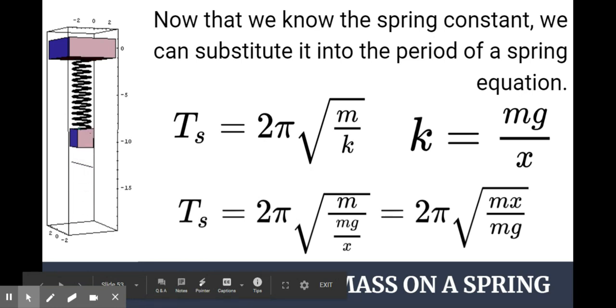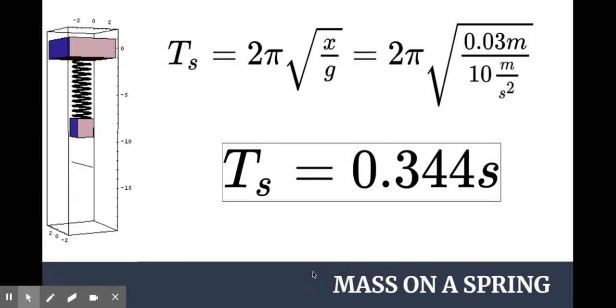Well, we can always multiply. When we are dividing by a fraction, it's the same as multiplying by the reciprocal of it. So we flip this around, multiply, and you get mx divided by mg. Notice those masses are the same, so they can cancel each other out.